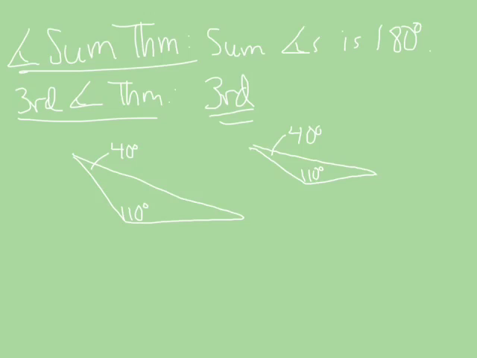Basically, think about it. If this is 110 and this is 40, solve for this one, it's going to be 30, right? Just do 180 minus the 40 and the 110. So you subtract those off and you get 30. Right, and you can do the same thing on the other side.